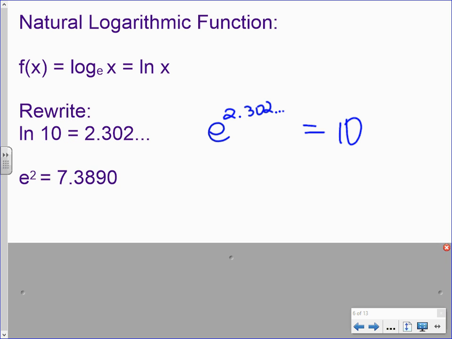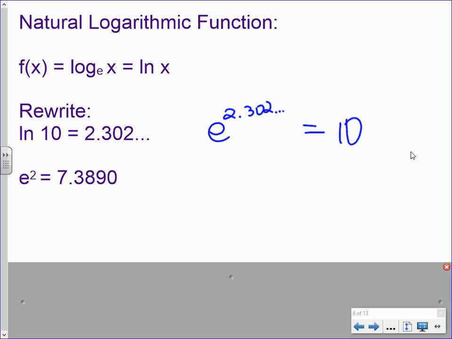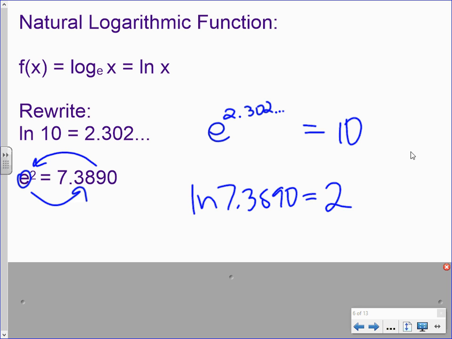Same goes for the other way. If we have e squared equals approximately 7.3890, if we wanted to write this as a logarithm, we would write log base e of 7.3890 would be equal to 2.